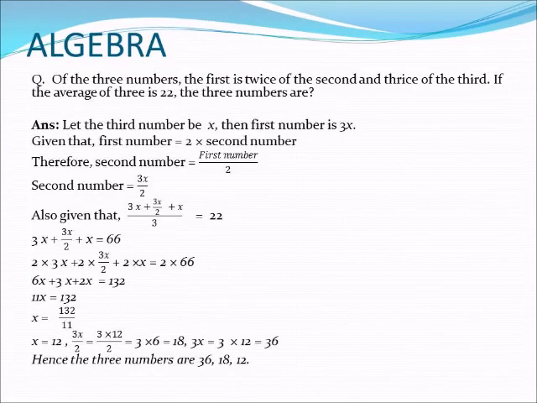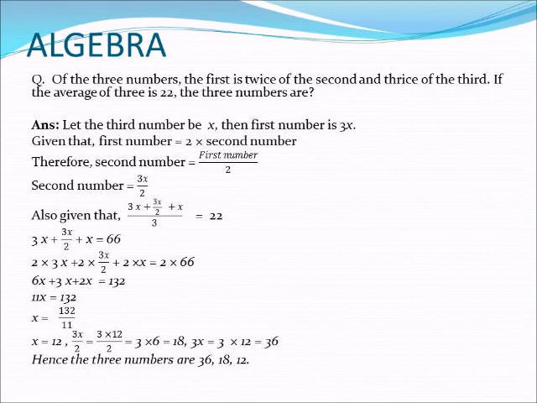Dear friends, today we have got a funny question. The question is: of the three numbers, the first is twice of the second and thrice of the third. If the average of the three is 22, then what are the three numbers? Here, we have to find out the three numbers.